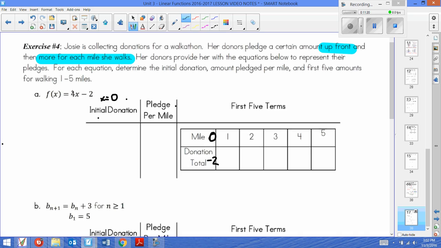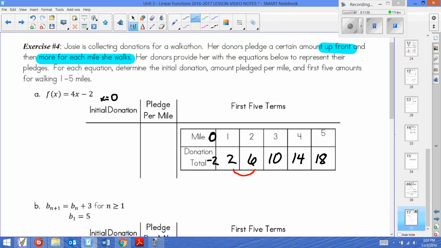Okay, how about when I put in 1? 4 times 1 is 4, minus 2 is 2. Let's do this for putting in 2. So if I put in 2, 4 times 2 is 8, minus 2 is 6. 4 times 3 is 12, minus 2 is 10. 4 times 4 is 16, minus 2 is 14. Then lastly, let's input 5. 4 times 5 is 20, minus 2 is 18.